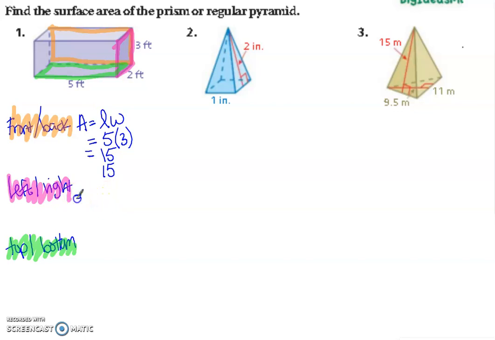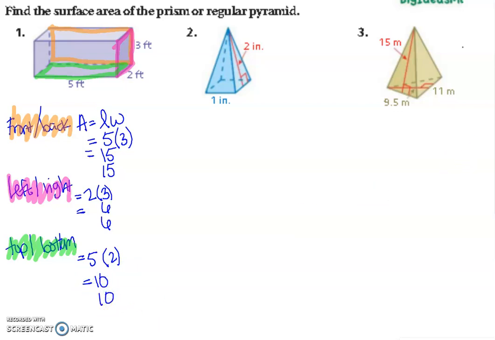Let's do the pink one. Right here on the right, its length is 2, its width is 3, so its area is 6. And there's 2 of them, the left and the right-hand side. Then we're looking at the green one, the top and the bottom. The length is 5 and the width is 2, so the area is 10. And there's 2 of them.